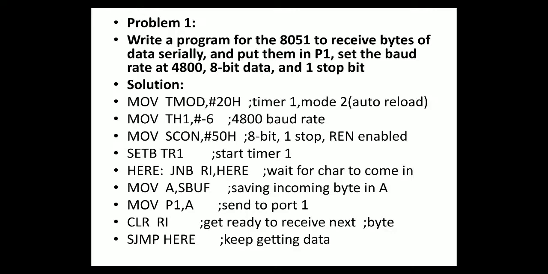Next one, because it is a reception program, I should focus only on the RI flag. So how do I focus on the RI flag? JNB RI, here. My job is to check whether the RI flag has been raised or not. When all the 8 bits are successfully received in SBUF, only then RI is raised. So obviously my job is to check whether RI has been raised or not. Until it has been raised, I should continue monitoring the RI flag. How has it been done? JNB RI, here, in the same line, so you are in an infinite loop. Until RI is raised, this loop will not be broken.